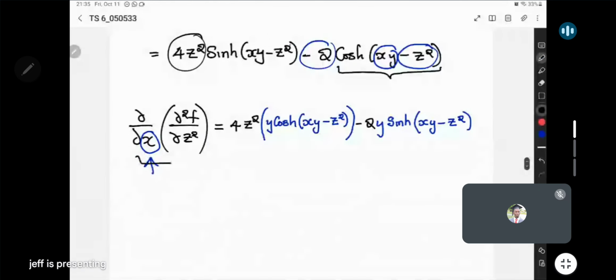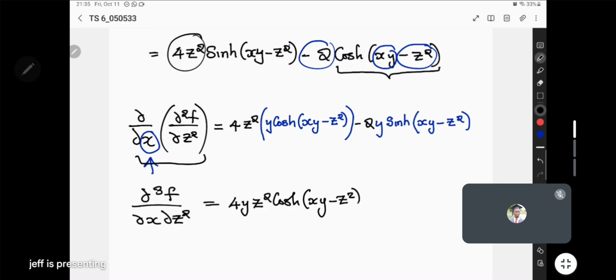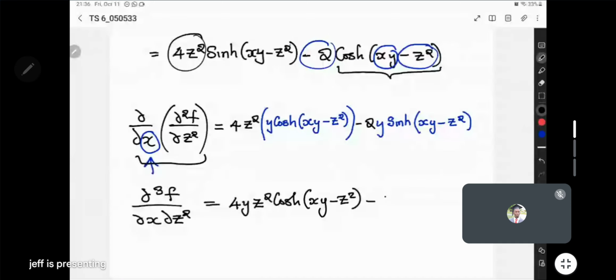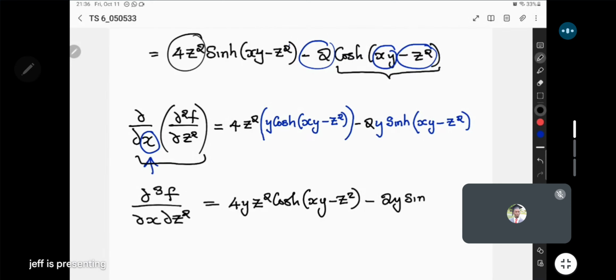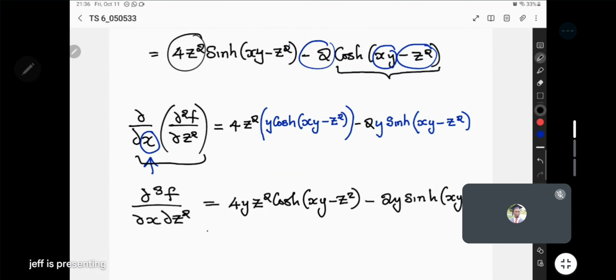This, of course, is the operation they want: partial x, partial z. When you distribute, this is now 4y z squared, I just remove the brackets there, then you have cosh of xy minus z squared, then minus 2y, then you have sinh there, z. So this becomes the final solution.